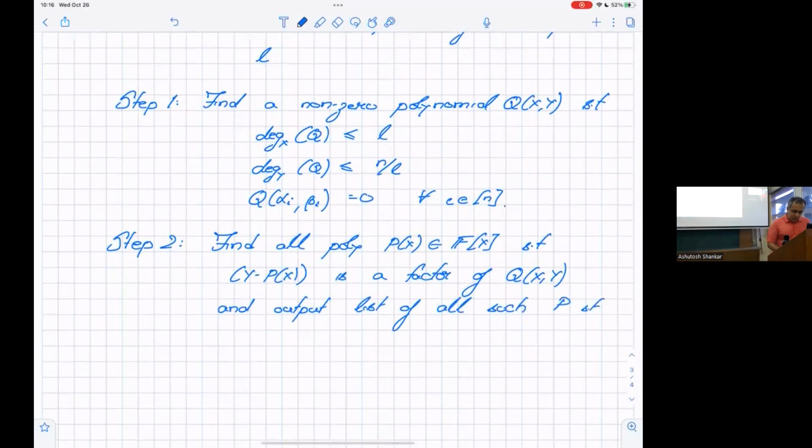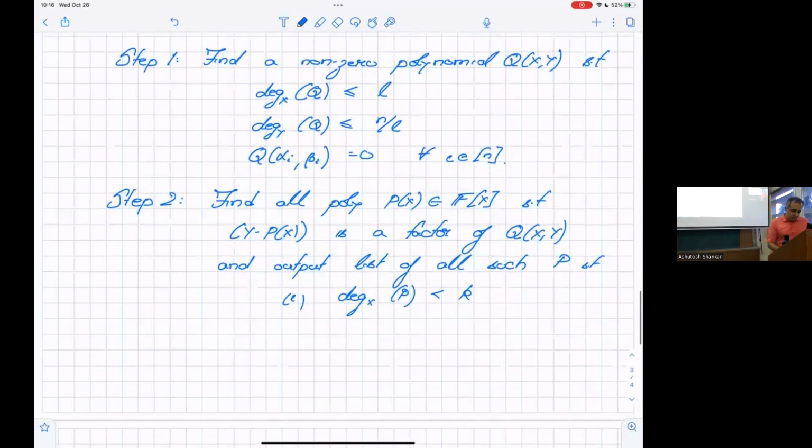such that two things happen. One is the degree of P is strictly less than k. It could have had a factor of degree larger than k, but I'm going to ignore those factors. And furthermore, the number of i in n such that P of alpha_i equals beta_i should be larger than or equal to t. If this is right, output this. That's going to be the algorithm.